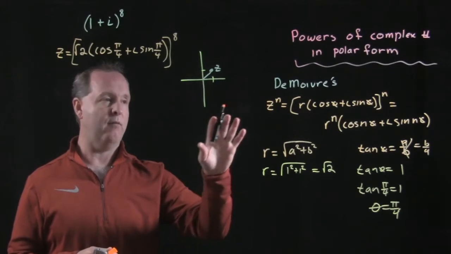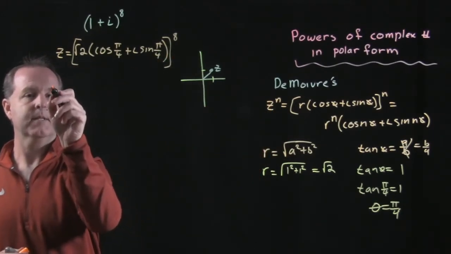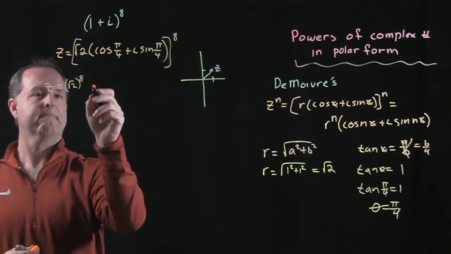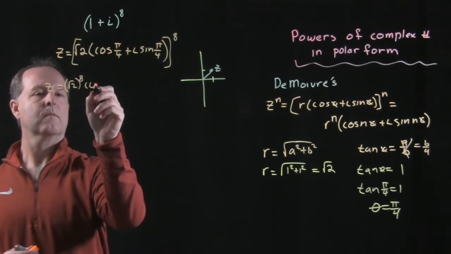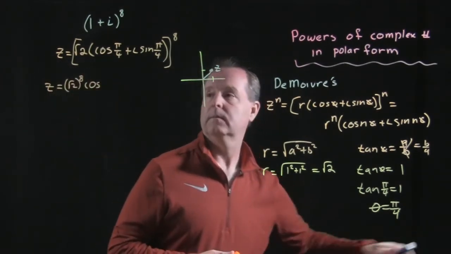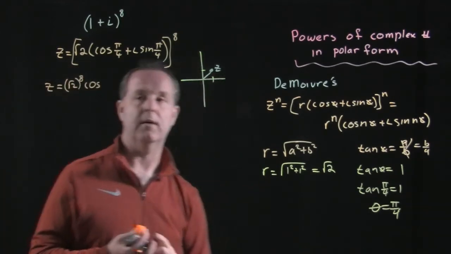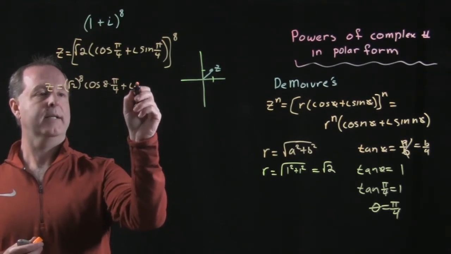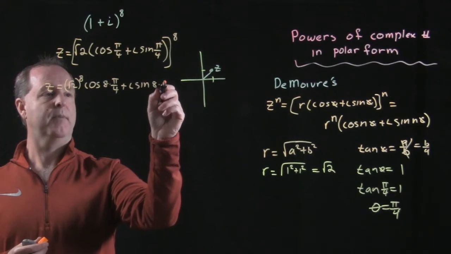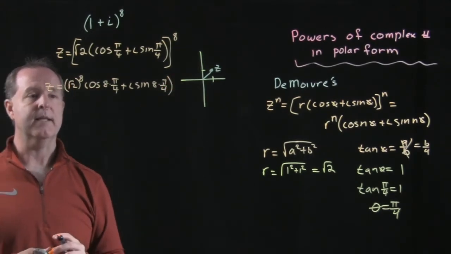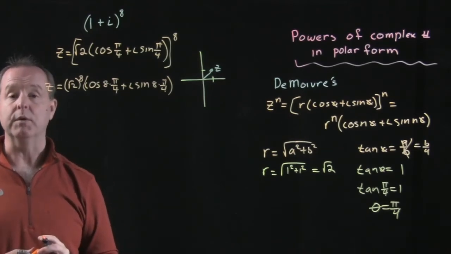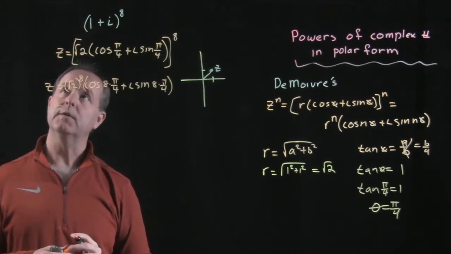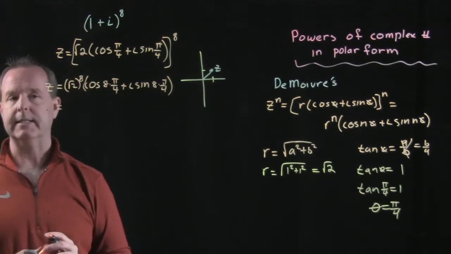This is where we can use DeMoivre's theorem, which says that this becomes z to the 8th equals root 2 to the 8th times cosine of 8 times pi over 4 plus i times sine of 8 times pi over 4. Let's clean that up as best as we can. Root 2 to the 8th power: root 2 times root 2 is 2, and 2 times 2 times 2 times 2 is 16.